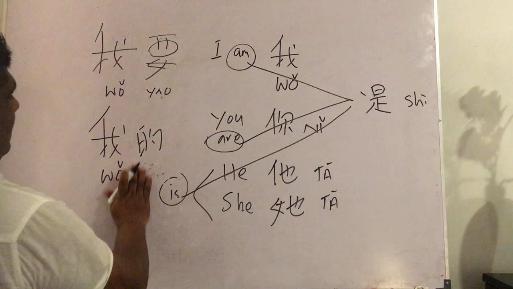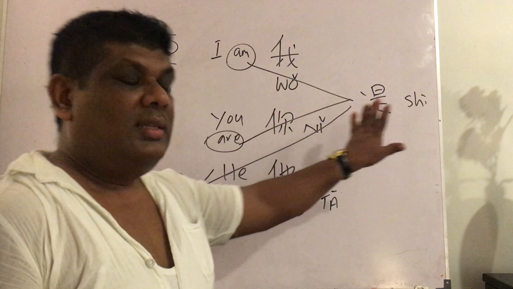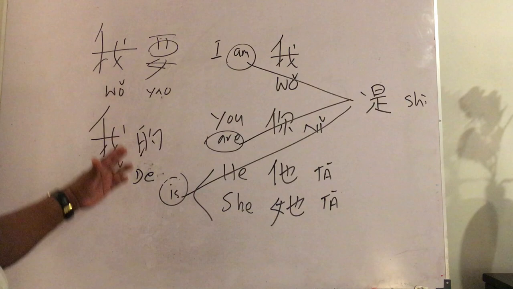Right. 我是, I am. 你是, you are. 他是, he or she is. 我的, my.